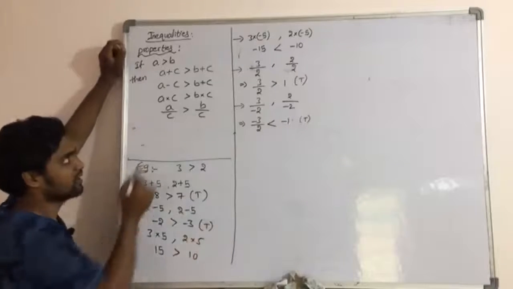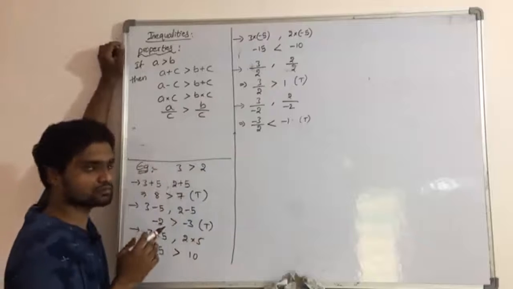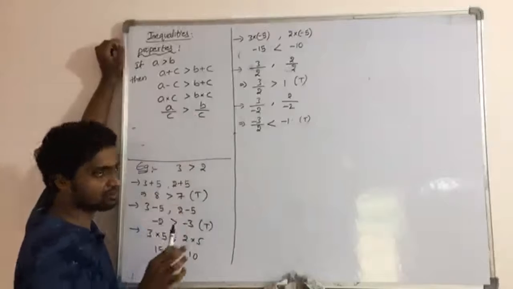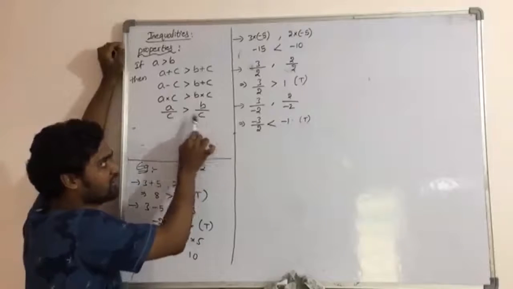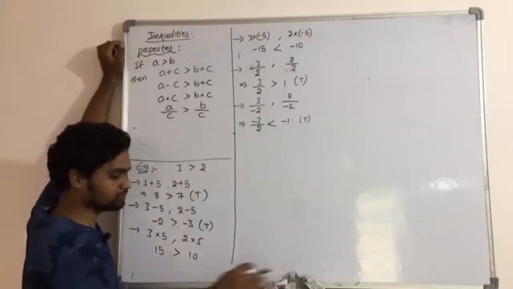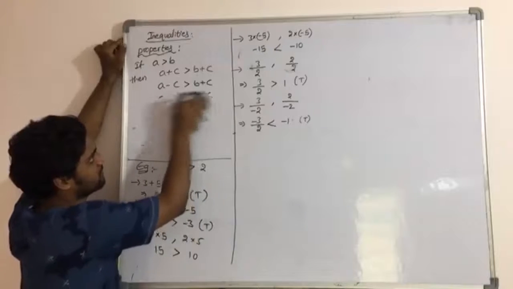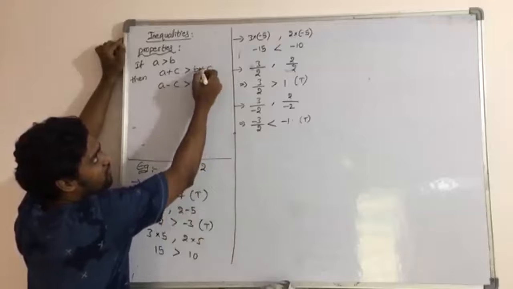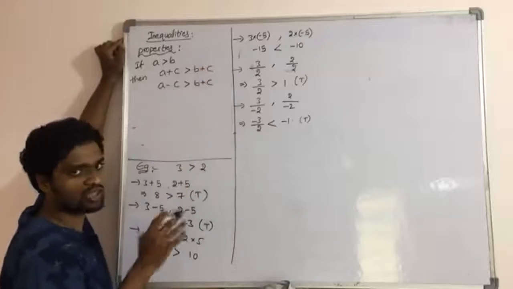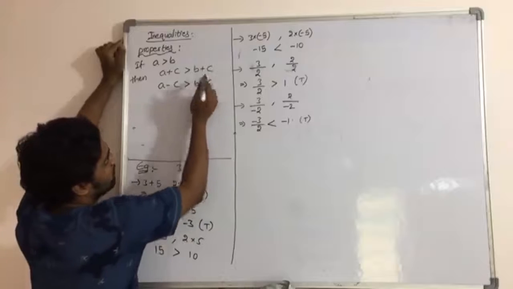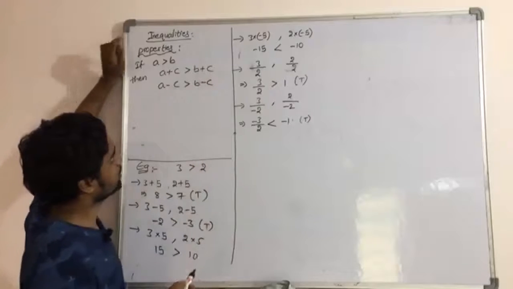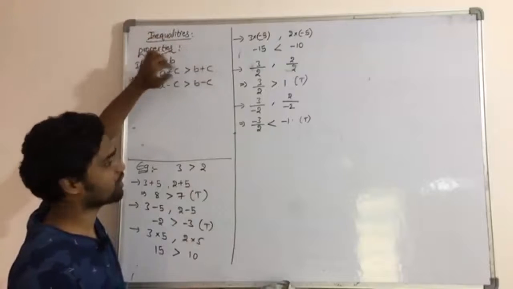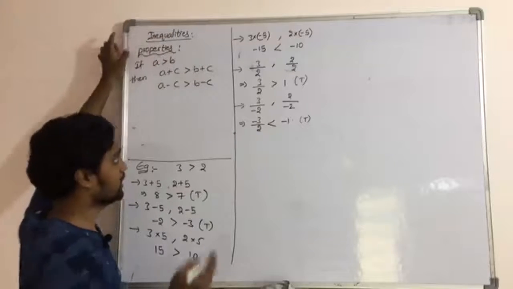Now see this. Irrespective of the value of C, is it always greater than? No. So the sign changes here. So here, irrespective of whether C is positive or negative, if you add a number on both sides or subtract a number on both sides of the inequality, it remains same.